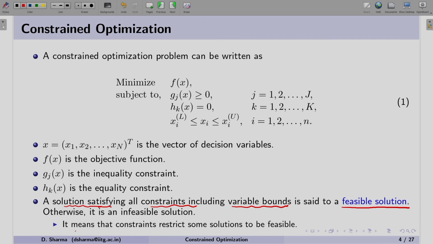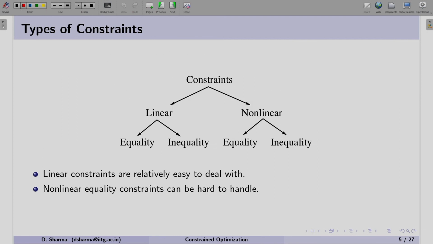So, from this discussion, we can find that one particular constraint or a group of constraints can make some solutions feasible and some solutions infeasible. So, basically because of the constraints, these constraints can restrict solutions from being feasible. So, we can divide a set of solutions into feasible and infeasible solutions.